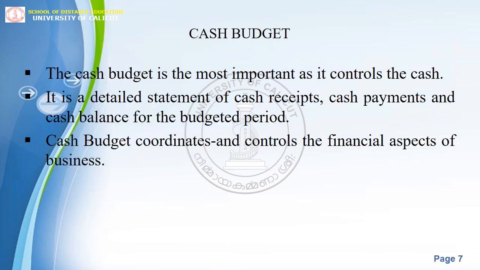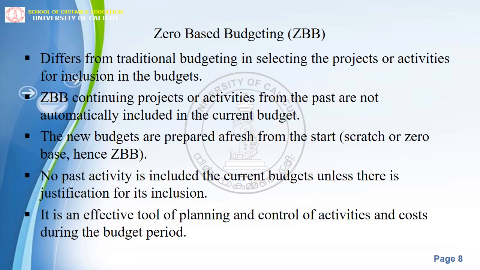Cash budget is a detailed statement of cash receipts, cash payments, and cash balance for the budgeted period. The cash budget is an important control system for cash. Zero-based budget is a new budget prepared afresh from the start. That is, as the name suggests, from zero or the base. There is no past activity included in the current budget unless there is justification for its inclusion.